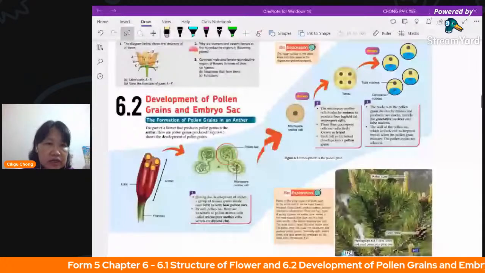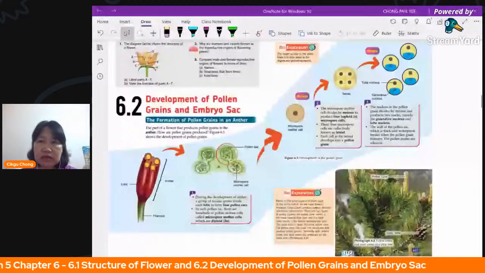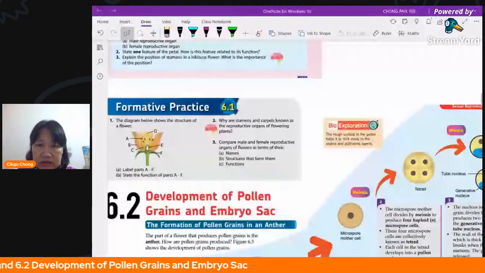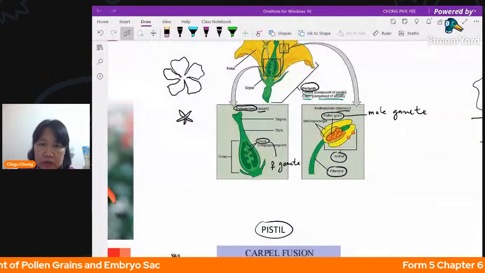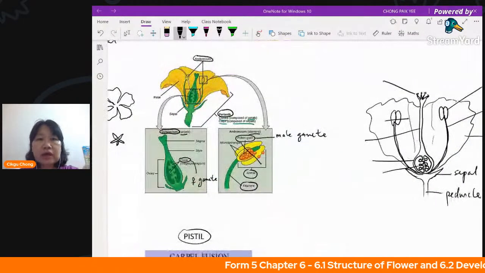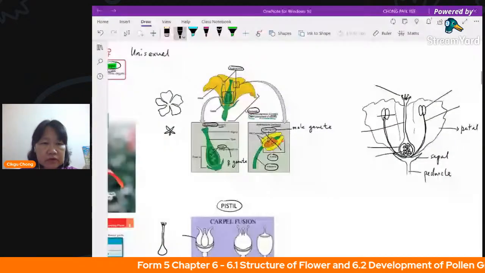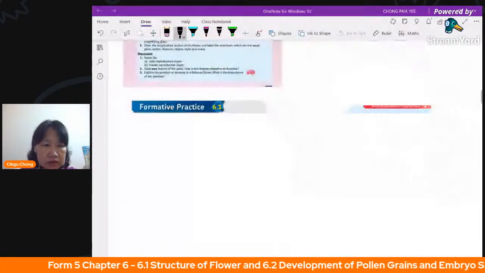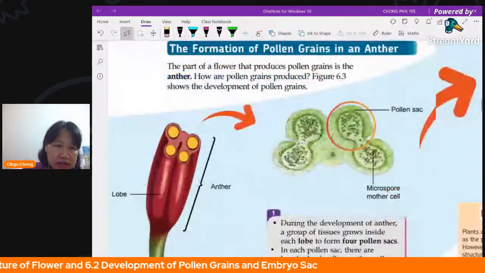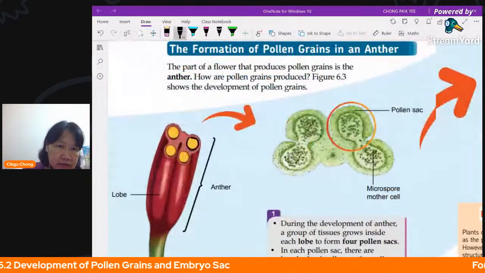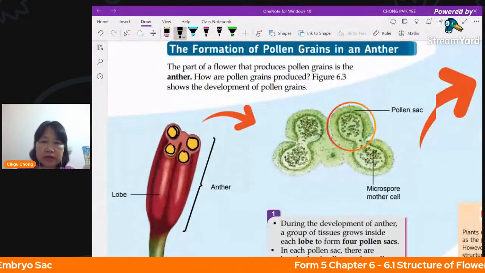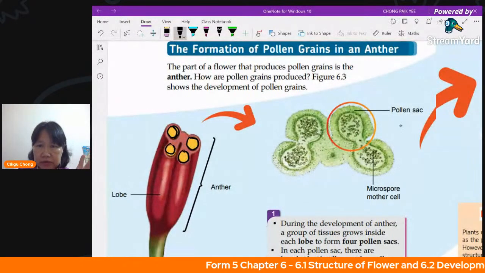If you take your anther, just now I showed you the anther, remember this very long one. You slice it through, a cross section, and you will be able to see there are 4 lobes. We call them 4 pollen sacs. This round thing is called a pollen sac. You have 4 pollen sacs.